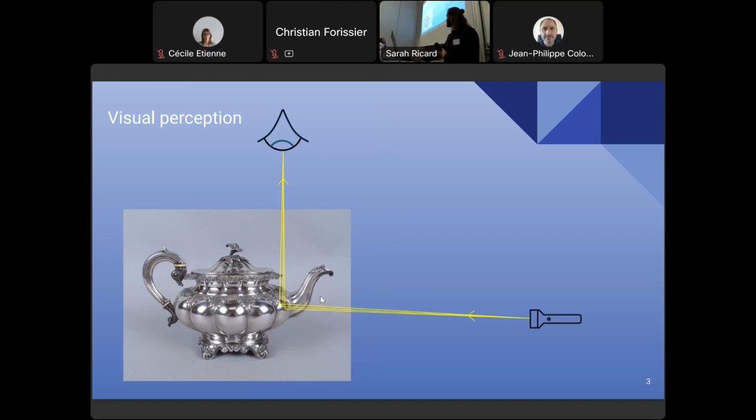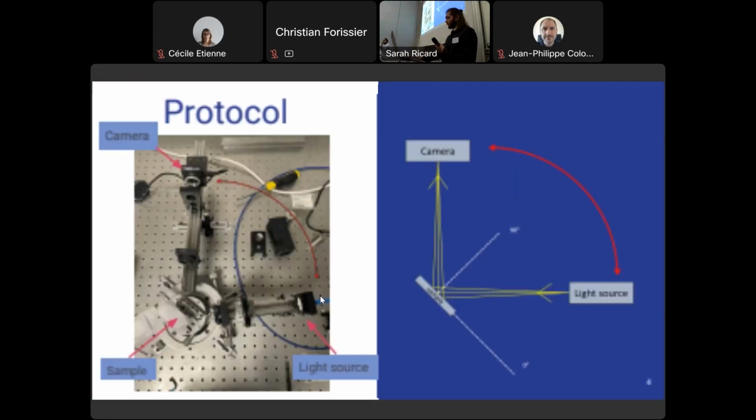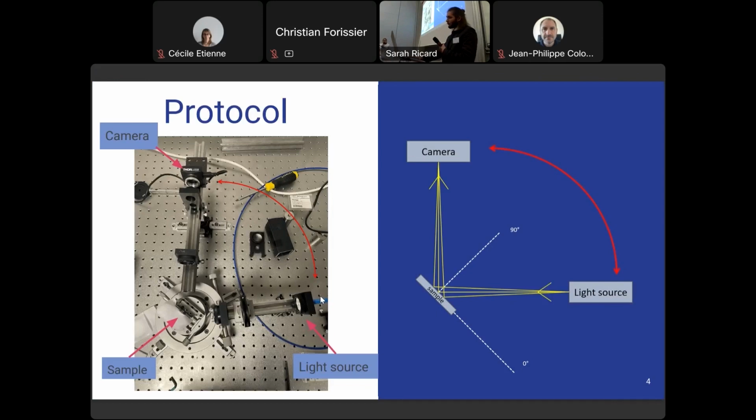Visual perception of an object is possible because the object reflects part of the light radiation toward the observer's eye. And for each material, three phenomena occur: reflection, absorption, and transmission. Here we focus on the reflective properties. And this leads us to the concept of the BRDF, but don't panic. The BRDF is just a way to describe how a surface reflects light.